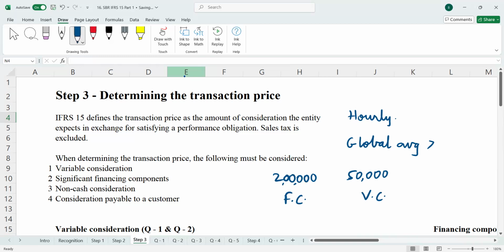Variable is depending on... You are saying 50,000, it depends, it is not happening today, it's happening in future. So you need to recognize it in future only.